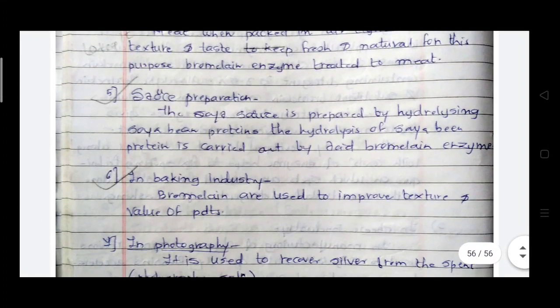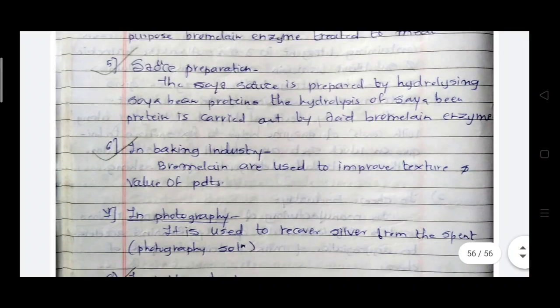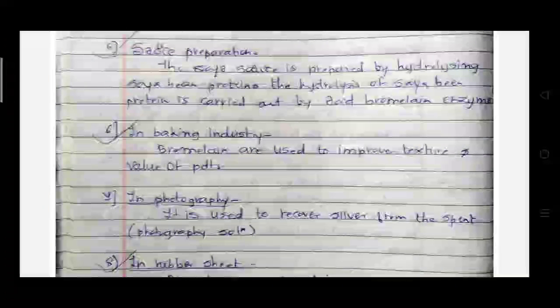Then in sauce preparation, soya sauce is prepared by hydrolyzing soybean proteins. This hydrolyzing of soybean proteins is carried out by acid bromelain enzymes. So in sauce preparation also, the acid bromelain enzymes are used in the process of making soya sauce. Then in the baking industry also, bromelain is used for improving the texture and value of the products.